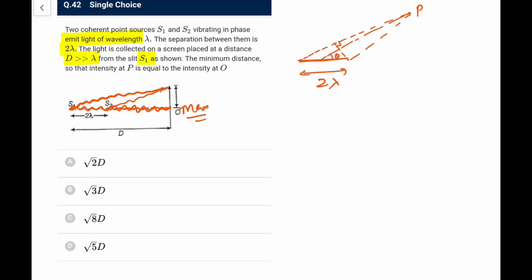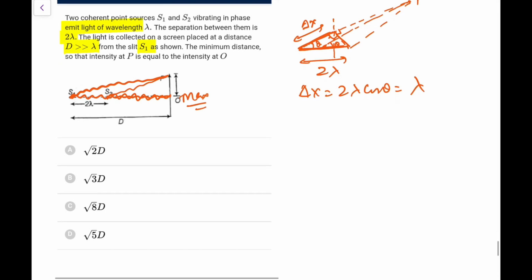Because this angle is theta, that I have already told you, and this is the angle between this and this, so this is the normal to this, and again if I draw this vertical, this angle would be theta again. So this is 90, so this angle is again theta that we are getting. Because this is theta, this angle will also be theta. So if I make this path difference delta x, it would directly be equal to 2 lambda cos theta, and that should be equal to lambda. So 2 lambda cos theta must be equal to lambda here for sure. So cos theta comes out as 1 by 2.